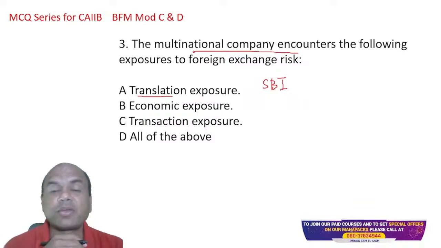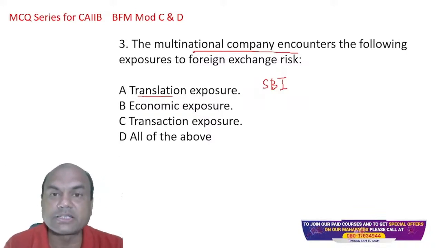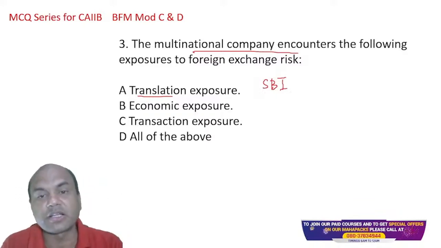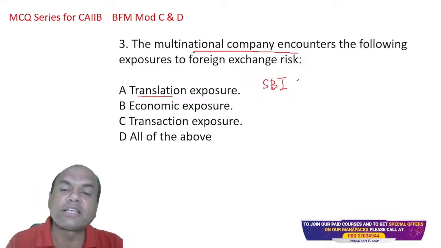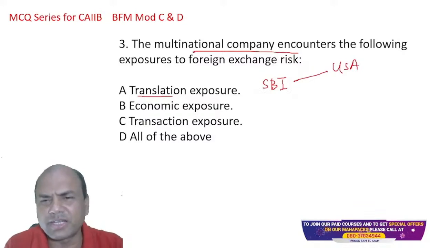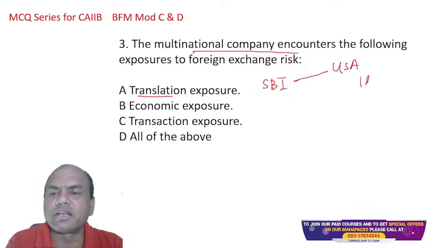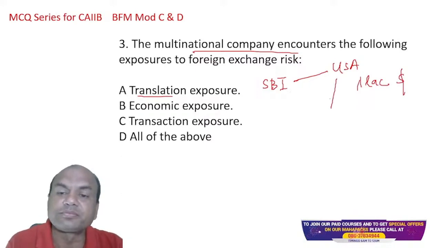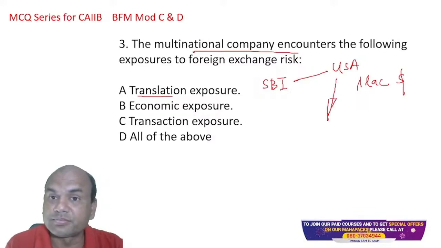It is fine, because multinational means which has branches or offices in more than one country. So SBI has various branches outside also. Let's say SBI has a USA branch, and this USA branch has some profit. Let's say $1 lakh. Now this $1 lakh has to be brought to India, not physically.